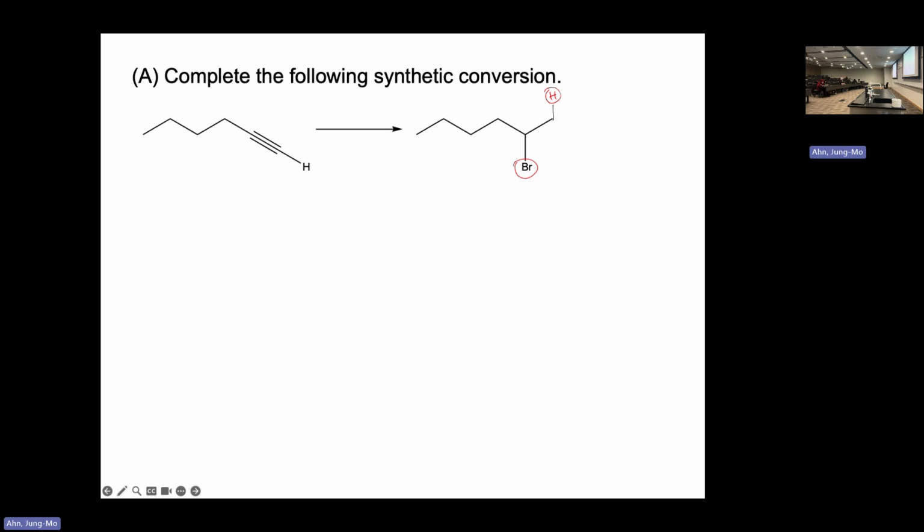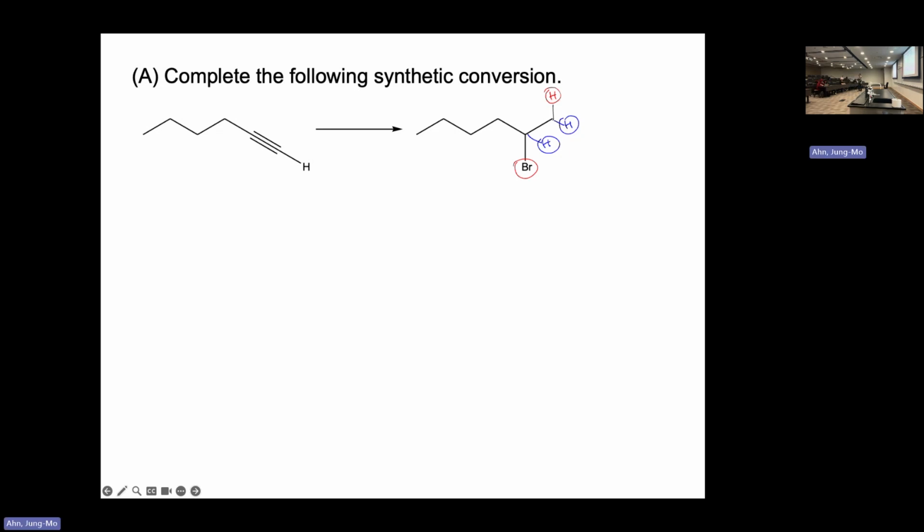If you're adding HBr, just one molecule to the triple bond, you still have to have a double bond. But this is not a double bond there. So that means we also added hydrogen too. So these are two reactions put together. We need to do the hydrogenation, we need to do the HBr addition.